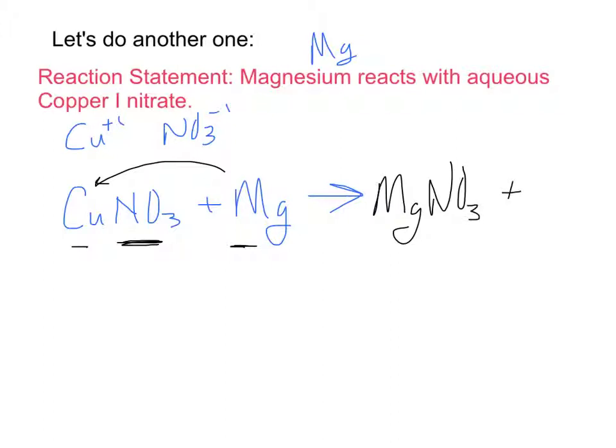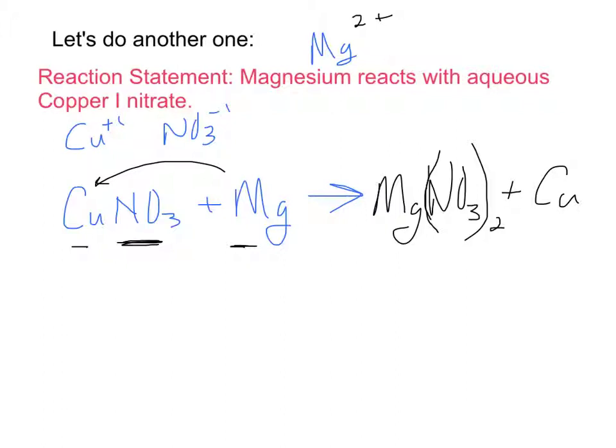plus copper. Now, magnesium has what when it's an ion? It is a 2+ charge. So nitrate here is a -1 charge, so I'm going to need 2 of them. Okay, so here's my equation. Copper 1 nitrate plus magnesium will create magnesium nitrate plus copper.